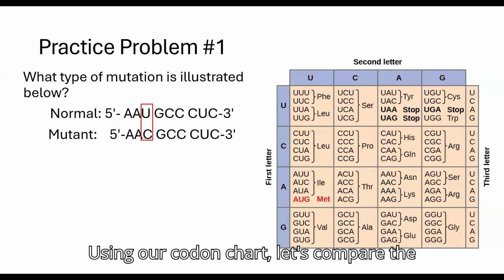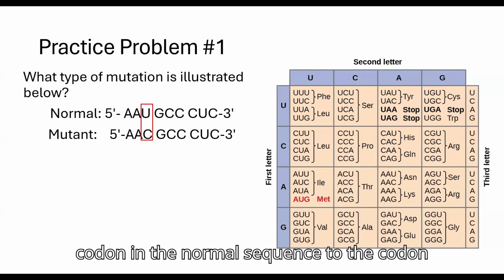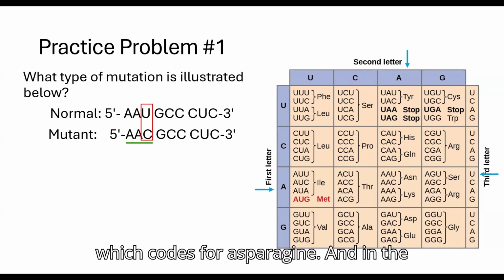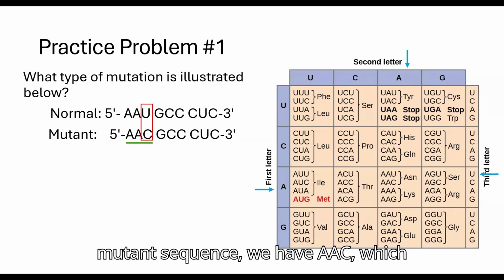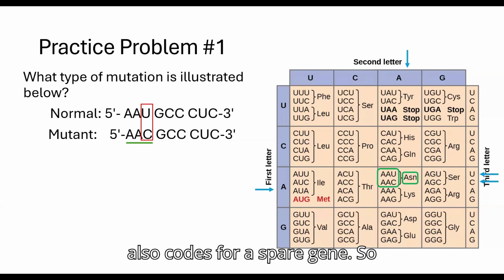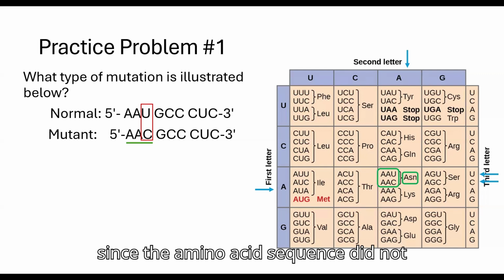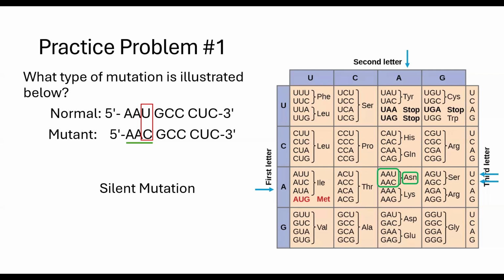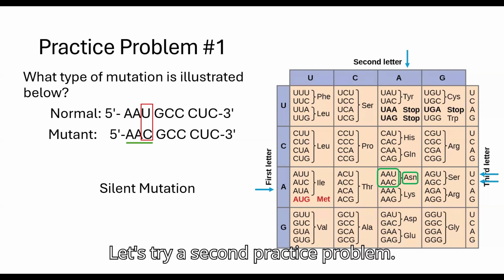Using our codon chart, let's compare the codon in the normal sequence to the codon in the mutant sequence. We have AAU in the normal sequence, which codes for asparagine, and in the mutant sequence, we have AAC, which also codes for asparagine. So since the amino acid sequence did not change, this would be a silent mutation. Let's try a second practice problem.